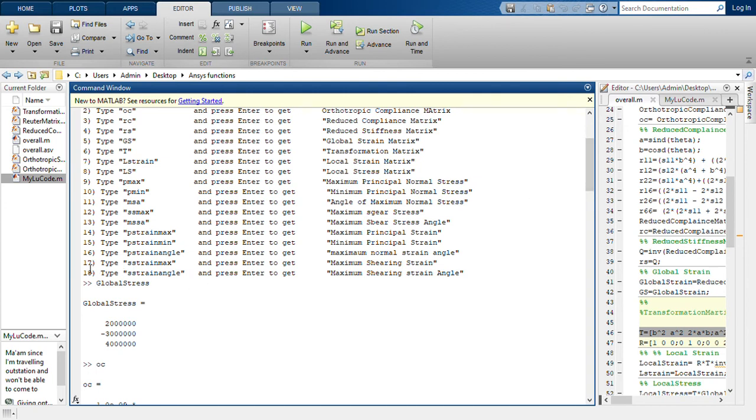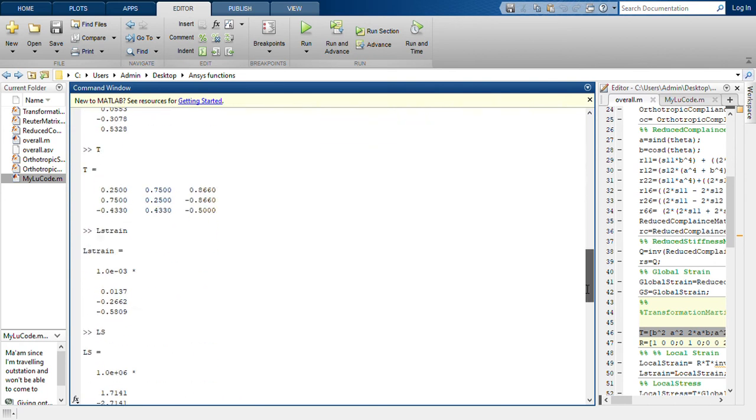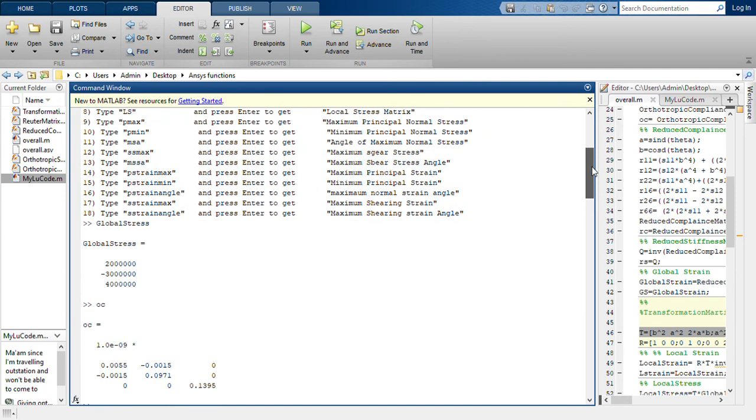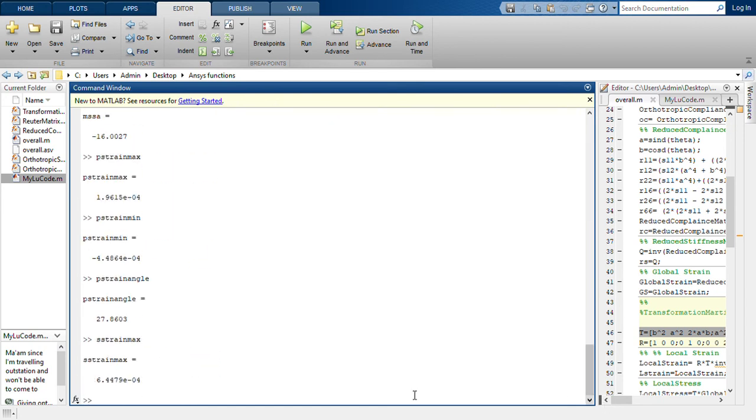Now on to point 17, the maximum shear strain. If we type this command, it's 6.44 times 10 to the power minus 4. This is on page 119, exactly the same. Again, the angle is minus 17.14 degrees.